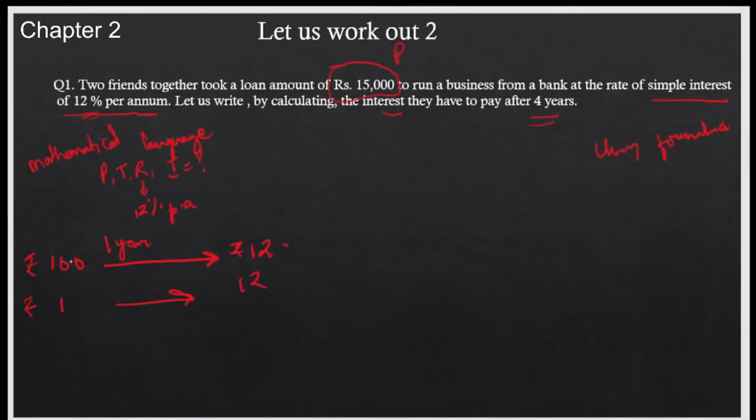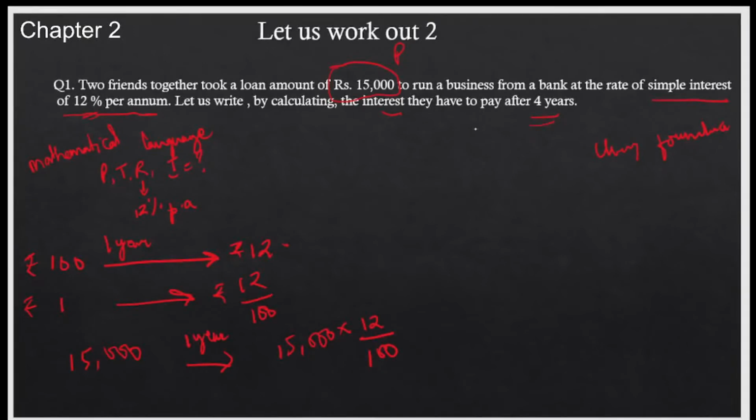It will be 12 divided by 100. So this many rupees, that is 0.12 rupees for 1 rupee principal. Now the principal is not 1 rupee, it is 15,000. So if for 1 rupee it is this much, for 15,000 it will be 15,000 into interest for 1 rupee, and this is for 1 year.